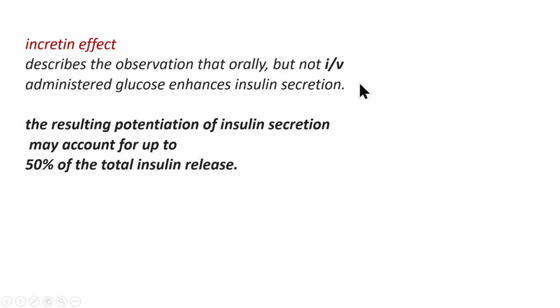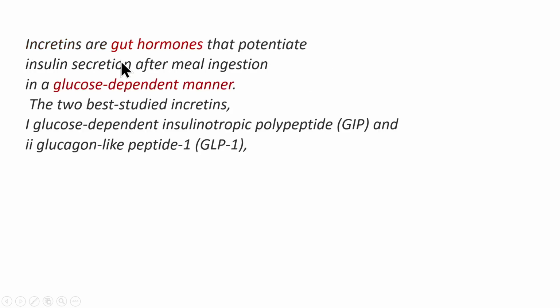The glucose stimulated insulin secretion can be modified by the incretin effect. This incretin effect describes the observation that orally but not intravenously administered glucose enhances insulin secretion. The resulting potentiation of the insulin secretion may account for up to 50% of the total insulin release. Incretins are gut-derived hormones which potentiate insulin secretion after ingestion of a meal, and this occurs in a glucose dependent manner.